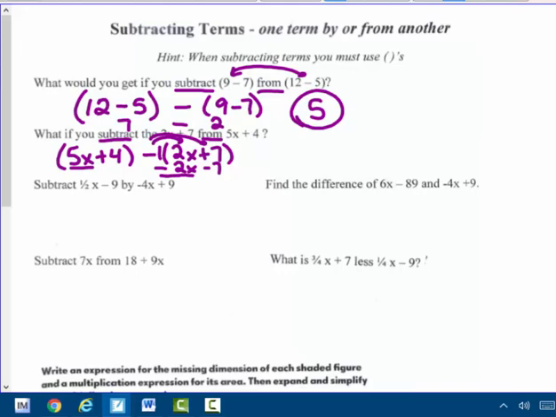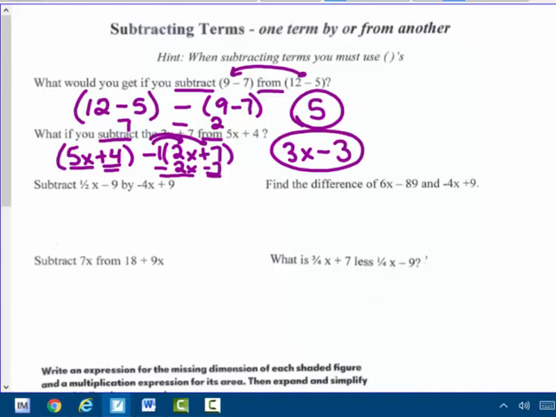5x and -2x combine to 3x. Positive 4 and -7, different signs, subtract. So 7 take away 4 is 3. Take the sign of the larger number, which is the larger absolute value, is 7. So 3x minus 3 is my simplified expression.